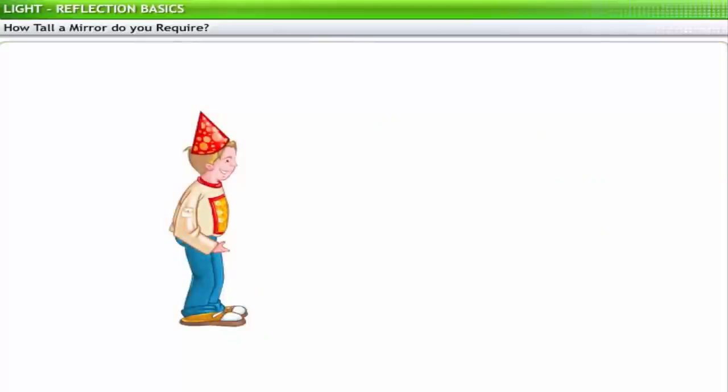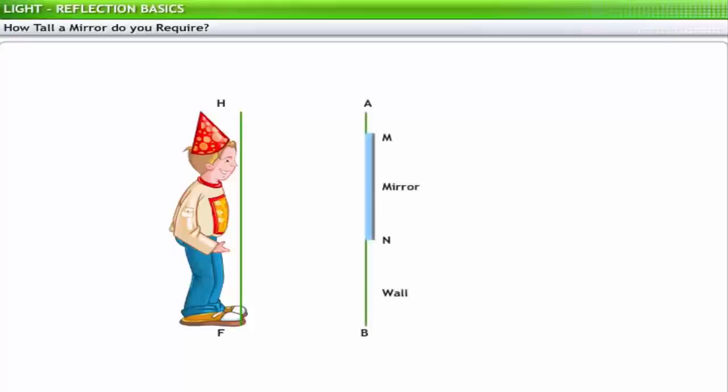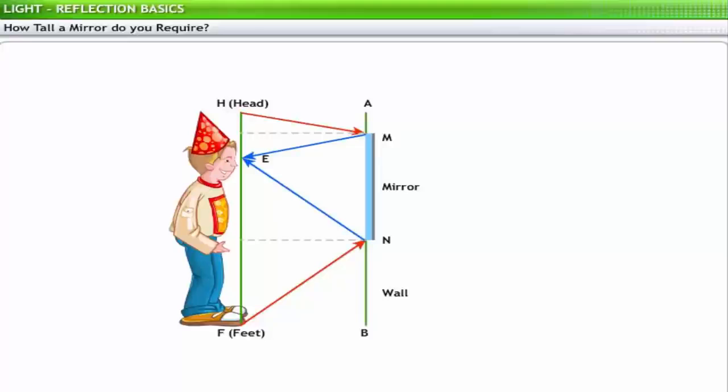Consider a person of height HF standing in front of a mirror on the wall, where H represents the highest point on his head, F the lowest point on his feet, and the eye E at eye level. The person will be able to see his full image if he can see points A and B. The mirror requires a height where the incident rays HM and FM, after reflection, reach the eye of the person.